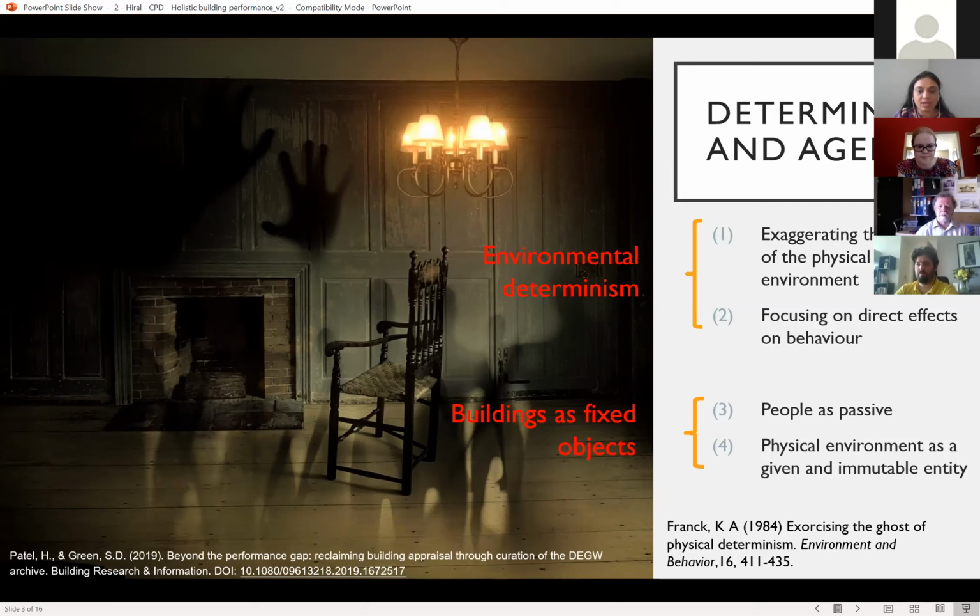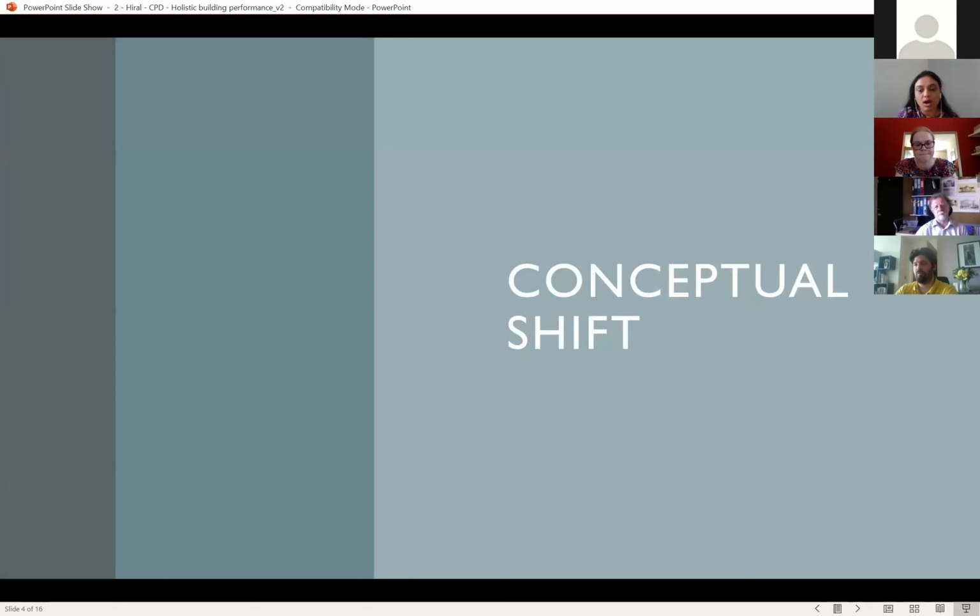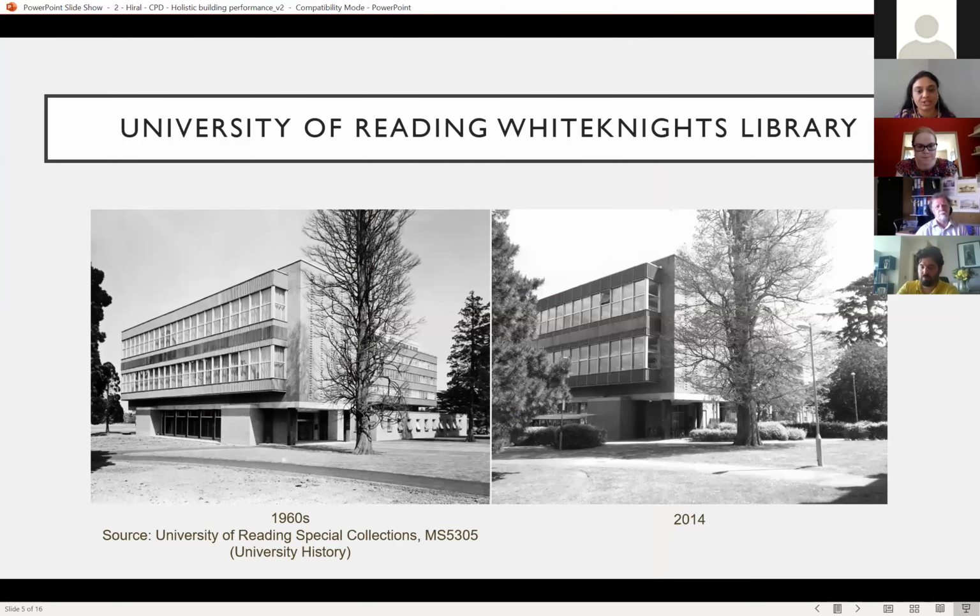These four ideas here are from Karen Frank in 1984, and some of those resonate even in today's approach to building performance evaluation. There is a reference here at the bottom of the screen from a recent paper that I have published with Professor Stuart Green, where we talk about these issues in the current research environment. So what I propose is that we probably need a conceptual shift in how we think about buildings, and then reframe what we mean by building performance.